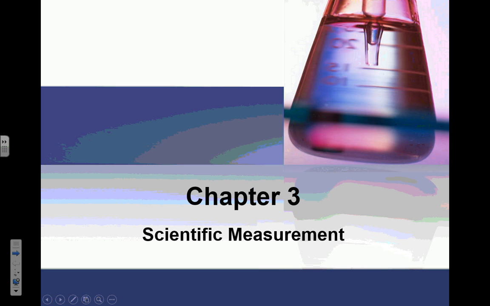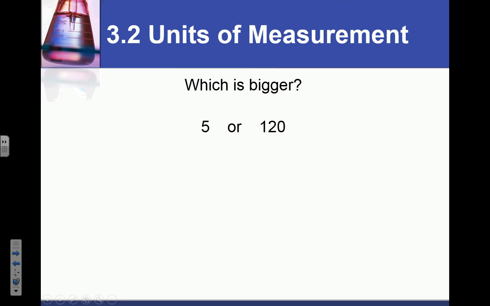Every time you get out your calculator and do any kind of math in chemistry, you're going to be applying ideas from chapter 3. And understanding some of these ideas related to measurement starts with an understanding of which is bigger, 5 or 120. Now, most people will look at that and say, well, 120 is of course bigger, but it really depends upon the type of units because units give a number meaning.